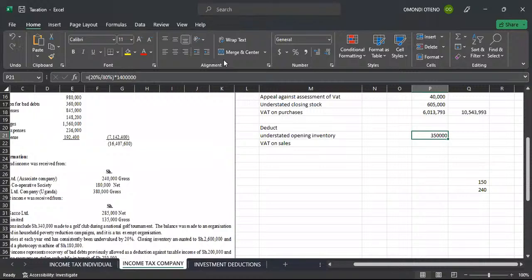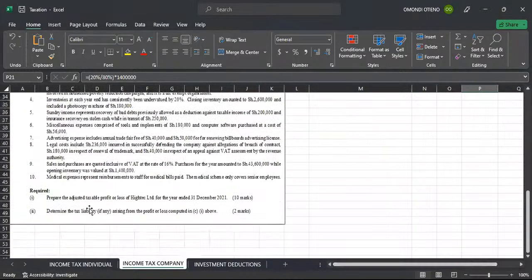Then the next one, still under that information, we have this figure here. We are told that sales and purchases are quoted inclusive of VAT at the rate of 16%. Purchases for the year, 43,600, well, opening inventory was that.